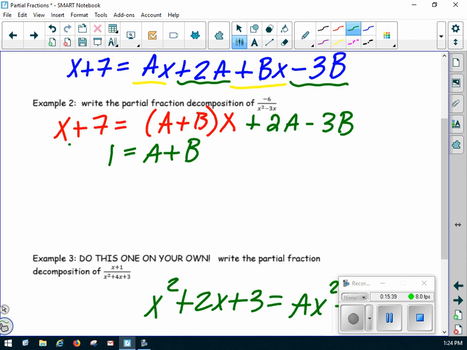Now, what's the constant on the left side? 7. What's the constant on the right side? 2a minus 3b. Yep. So 7 has to equal 2a minus 3b. Ladies and gentlemen, you have a system of equations. Substitution, elimination. You're a math teacher. You're supposed to do that stuff.